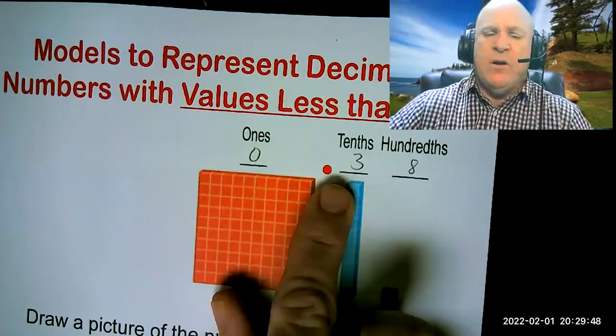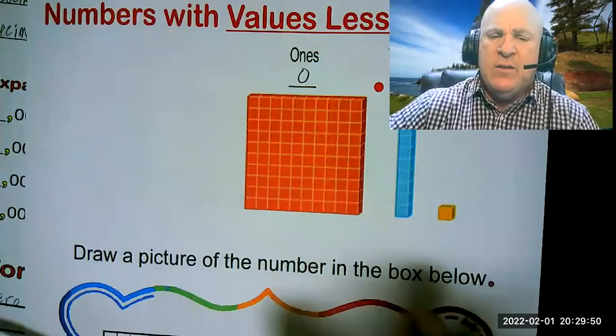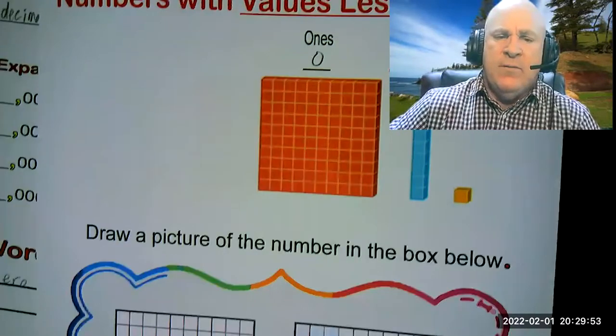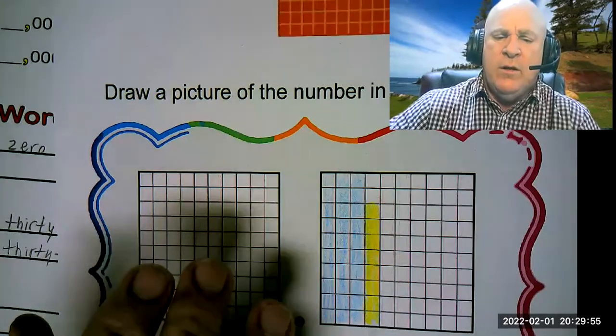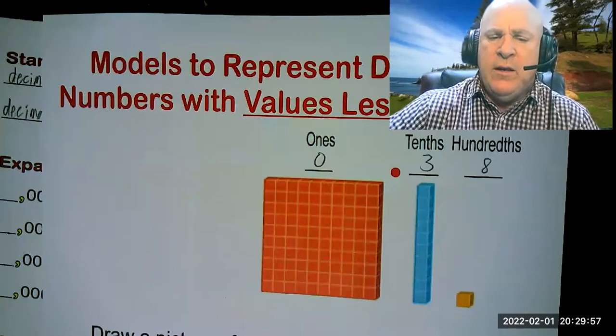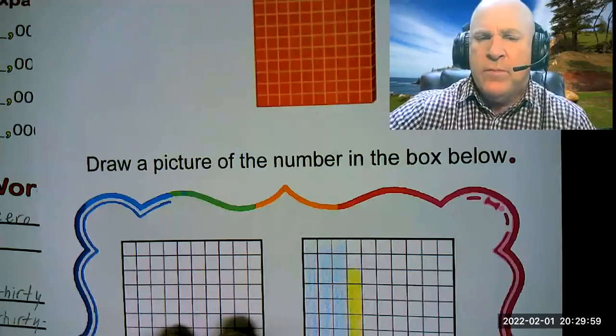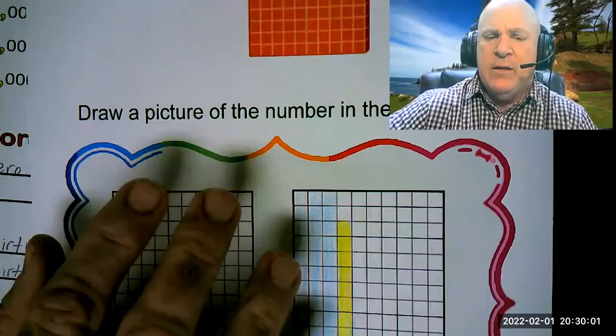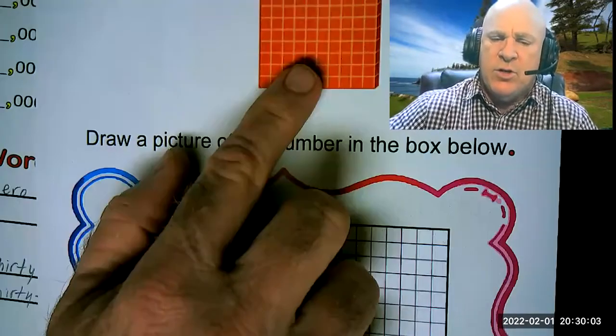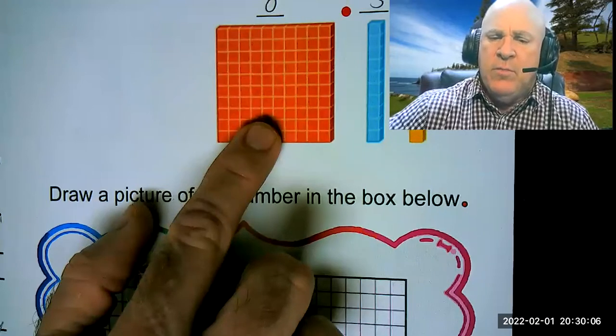And when I draw a picture, since we know that values that are less than 1 would be not even one whole 10 by 10 100 chart, it would be less than 1.